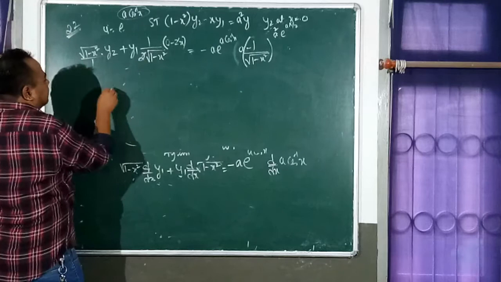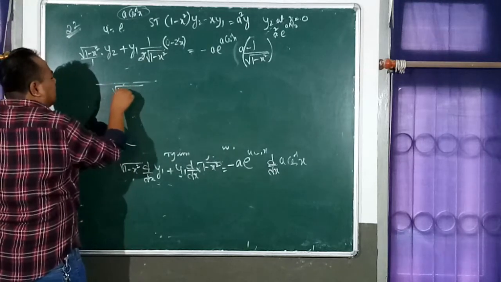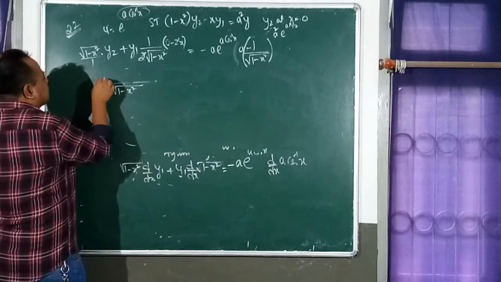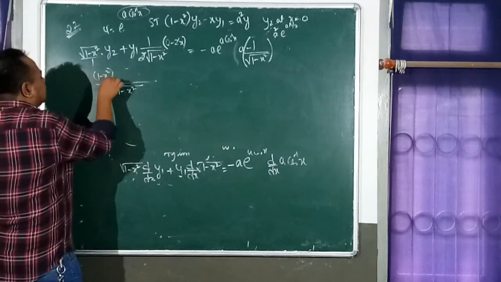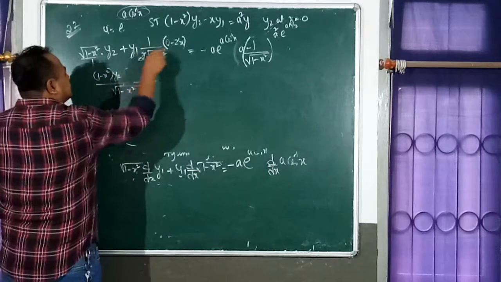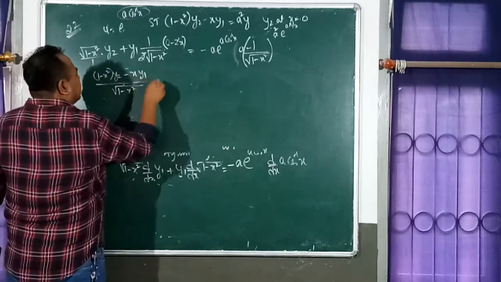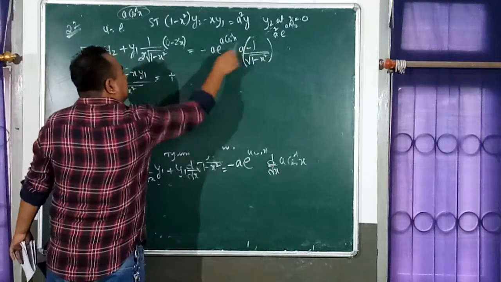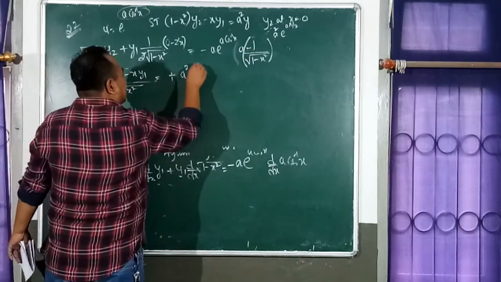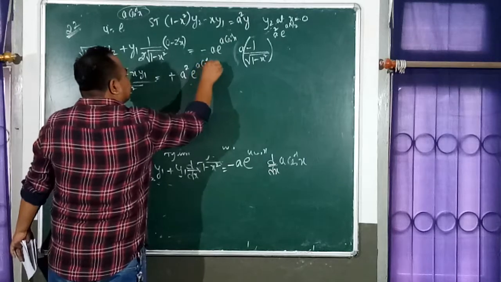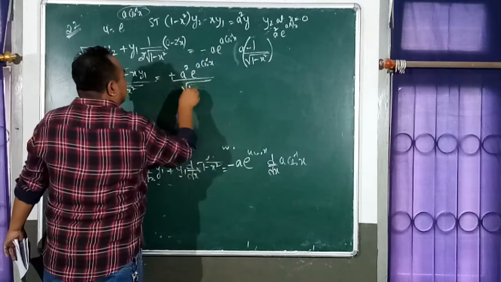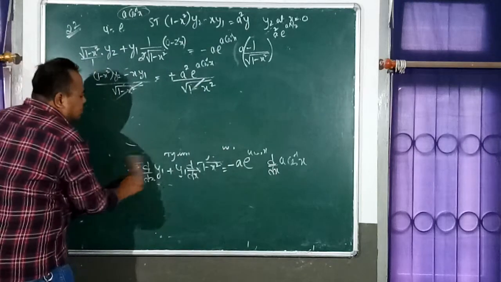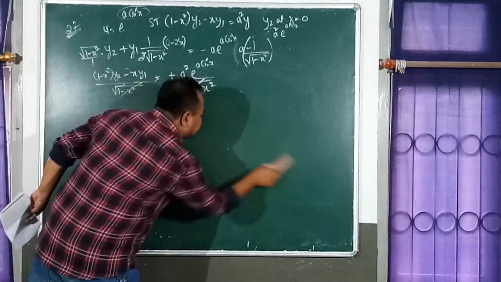So 2 and 2 get cancelled. What is the LCM of the left hand side? This root 1 minus x squared. There's nothing out here, so root and root get cancelled, so we are left with 1 minus x square y2 plus, into minus is minus, x y1 equal to, minus into minus is plus, a into a is a square e to the power a cos inverse x divided by root 1 minus x square. So this and this get cancelled. Isn't this what you're supposed to prove? Just see.